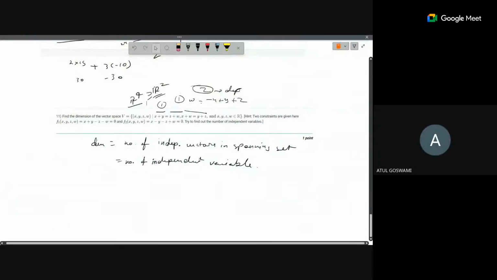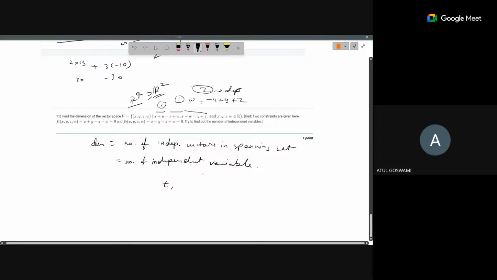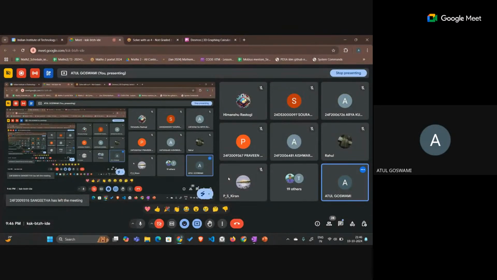So this is important: the number of independent variables corresponds to the dimension of the vector space. Basically, suppose these two are D and C. These two will be changing, so clearly it is two dimensional. Yes, so the number of independent variables corresponds to the dimension of the vector space. Got this.